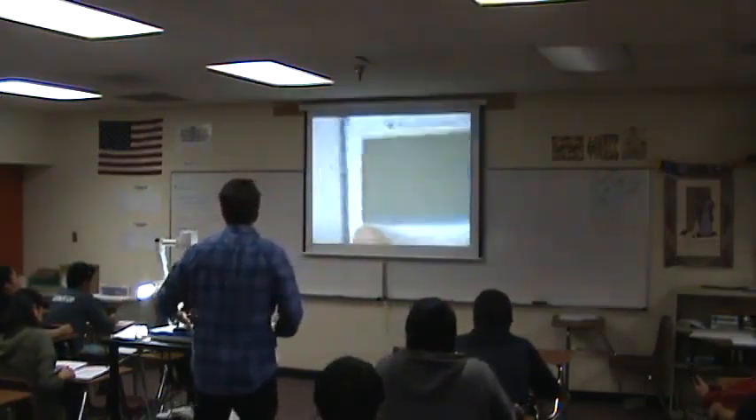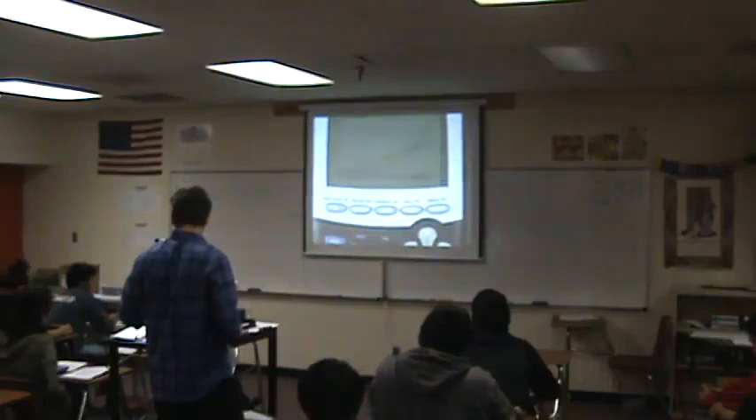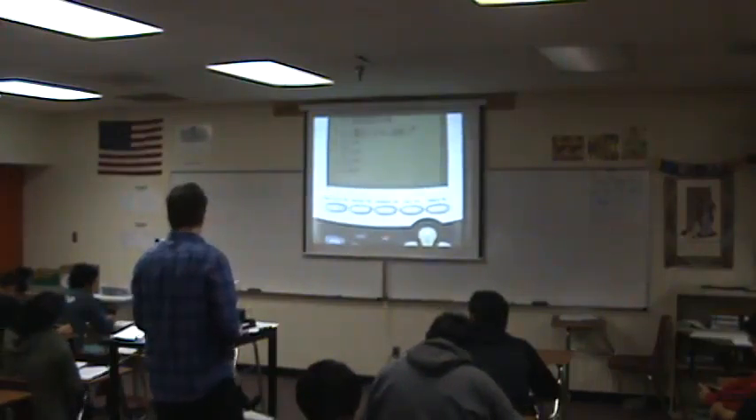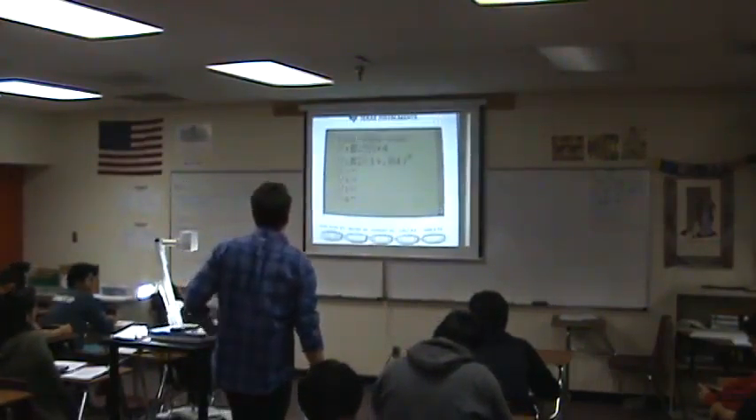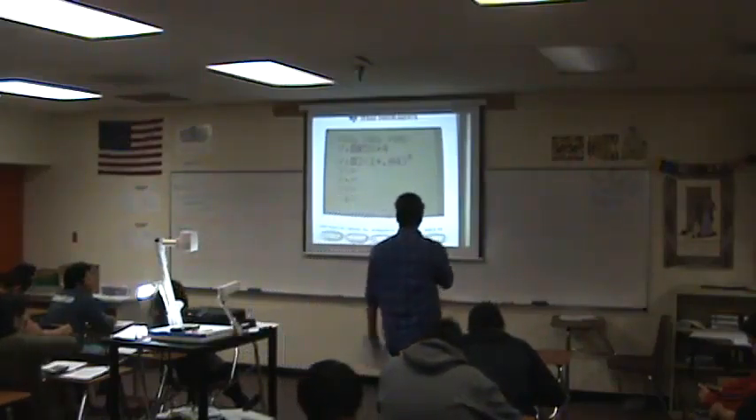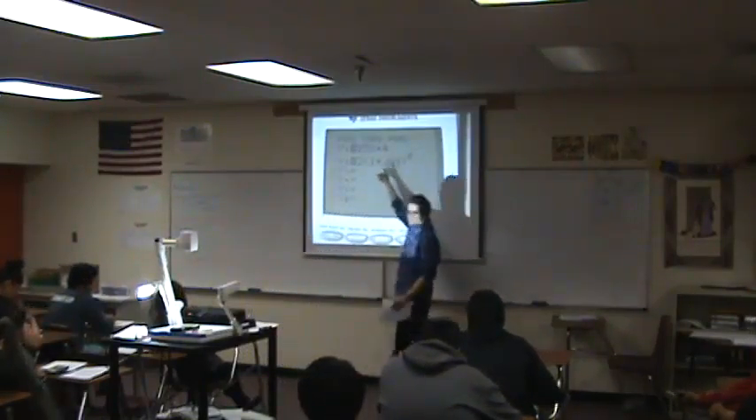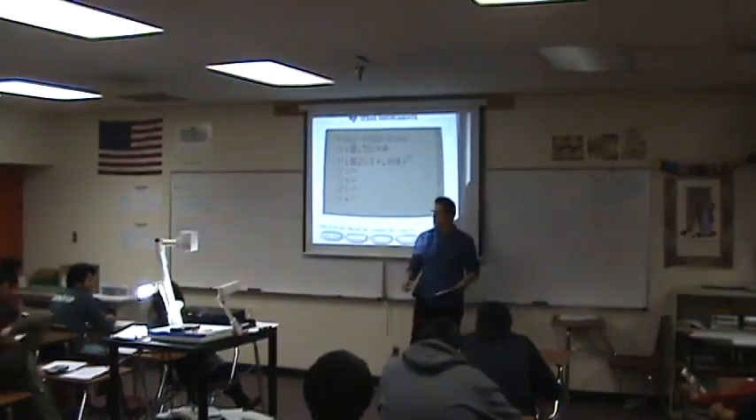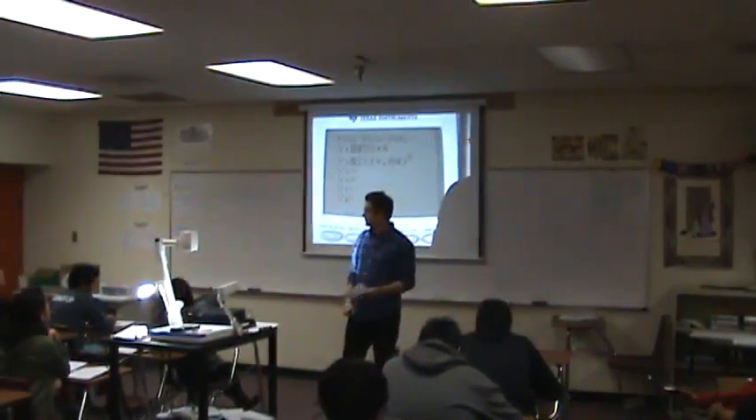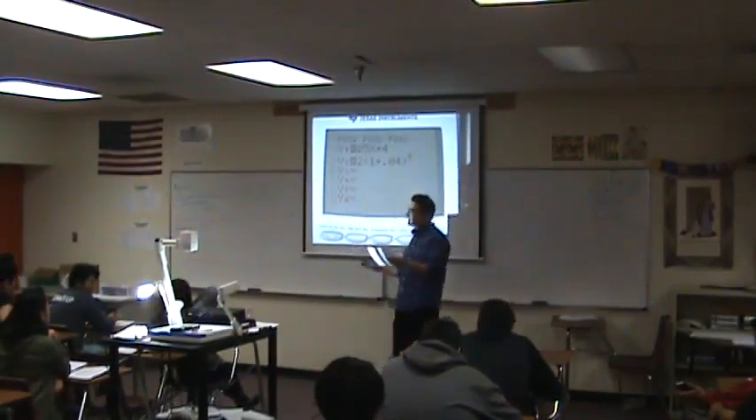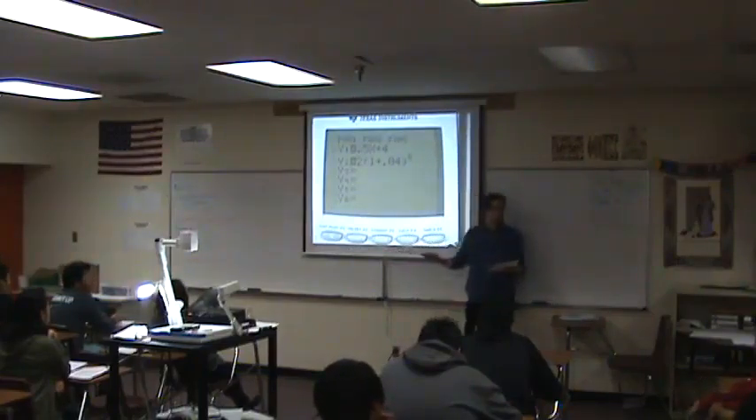Press y equals. Oops, turn it back on. Y equals here. What do I change out of here? 0.5? No, that's not changing. Constant rate stays the same. The exponent. Wait, what's changing though? Am I changing y1 or y2, first of all?